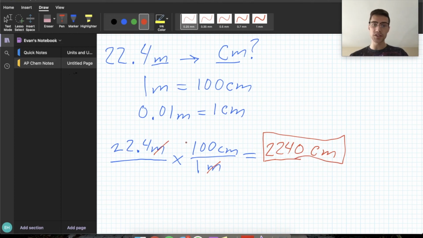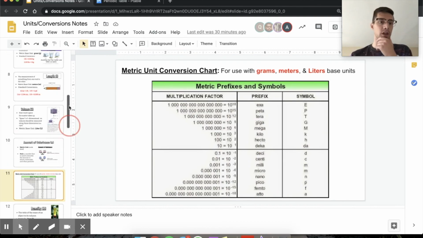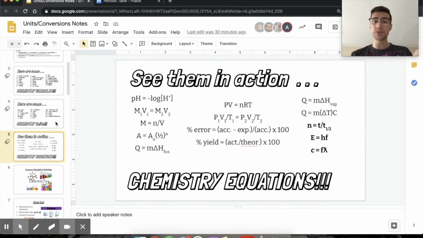Okay? Hopefully this has given you guys a good idea of how to do these basic unit conversions. It'll get more complicated once we get to unit 3 and we talk about stoichiometry, but don't worry about that yet. All right? So that is why we use the metric system, because like I said earlier, we're going to use not only a ton of variables in chemistry, but we also use a bunch of different equations.